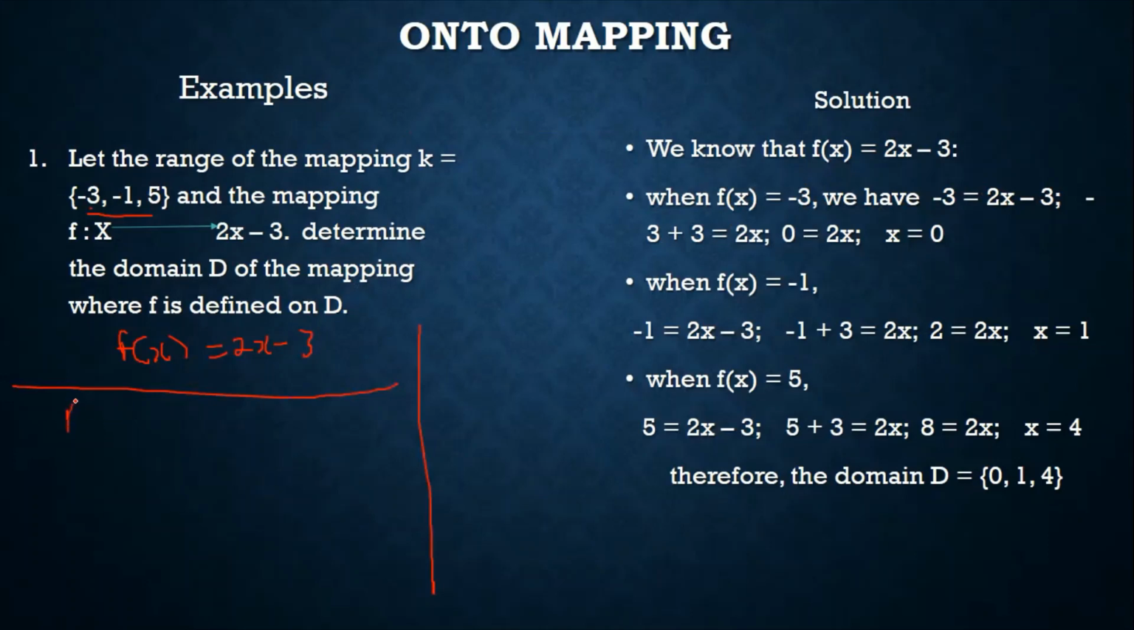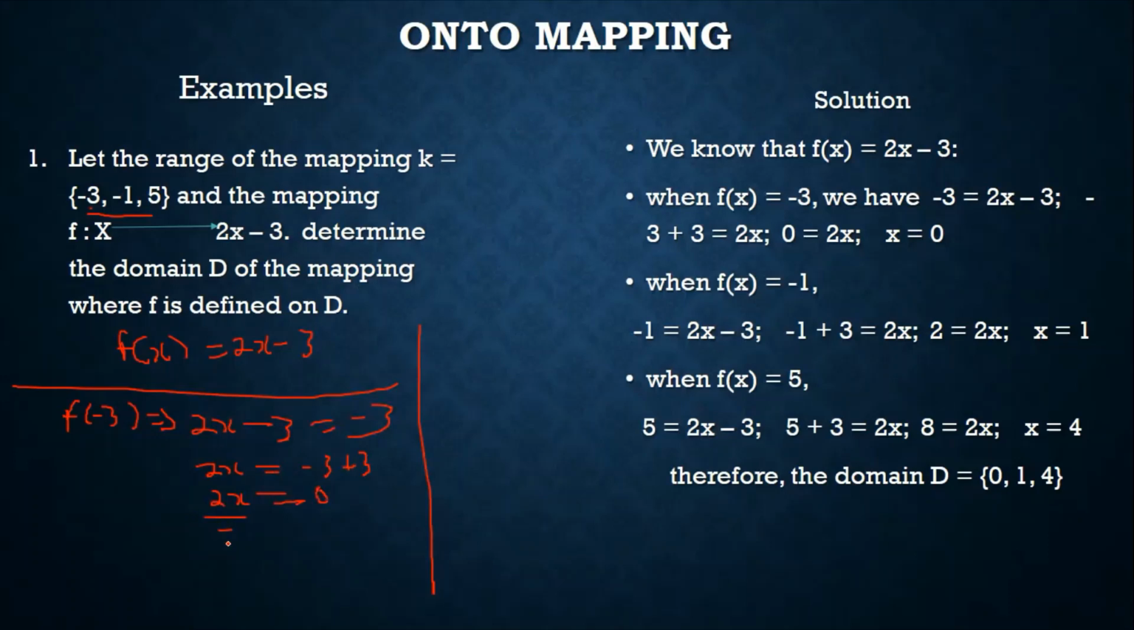Now we have f of x, 2x minus 3, equals minus 3, right? Now this implies, not equal to, implies. Minus 3 crossing over will give us what? Will give us 2x equals minus 3 plus 3. So we have 2x equals minus 3 plus 3, which will give us 0.